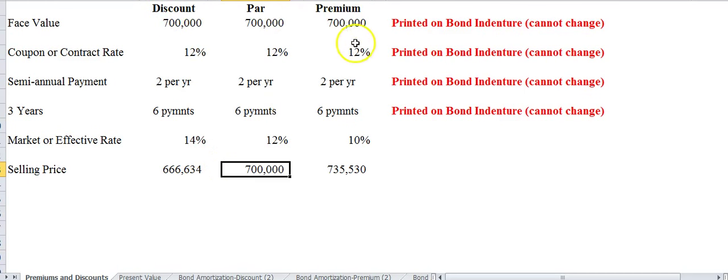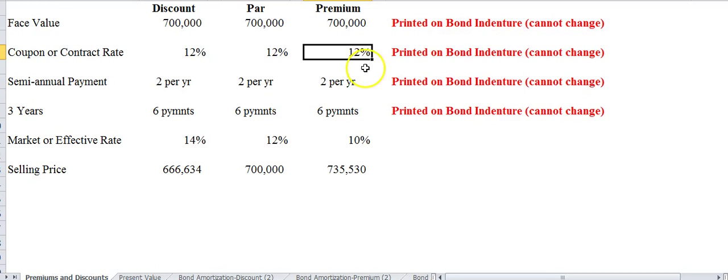So here's another example. What happens when the bond pays a coupon rate of 12% and the market rate is 10%? Well, every investor is going to want this bond, right? Because it pays 12% and the market pays only 10%. But the company isn't dumb, right? The company knows, well, we're paying 12% and the rest of the market is paying 10%. This happens due to timing differences.